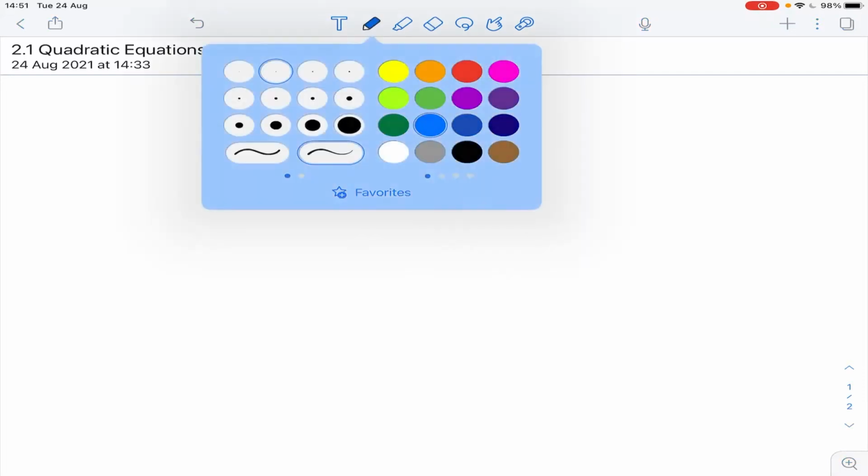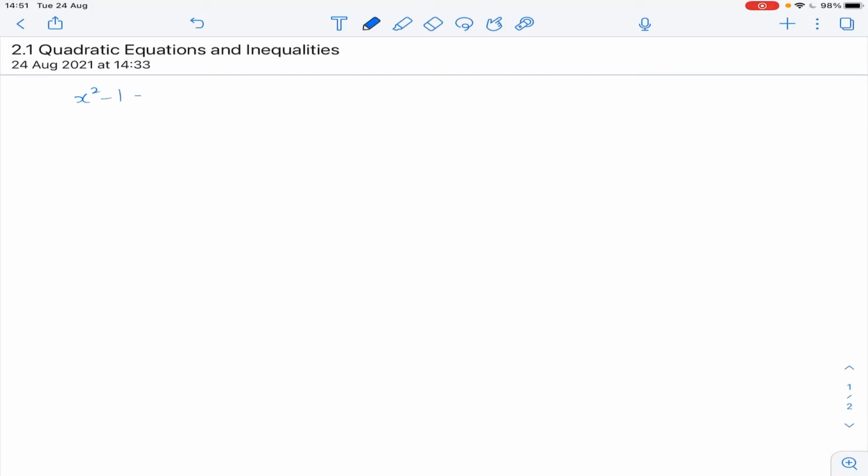So let's say I'm given the quadratic equation x squared minus 1 plus 5x equals 0, and I'm asked to solve for this quadratic equation. So what I like to do is rearrange this equation to be in the form of ax squared plus bx plus c equals 0. To do that, let's just do a simple rearrangement. It will be x squared plus 5x minus 1 equals 0. Then let's try using method 1, which is the completing the square method.